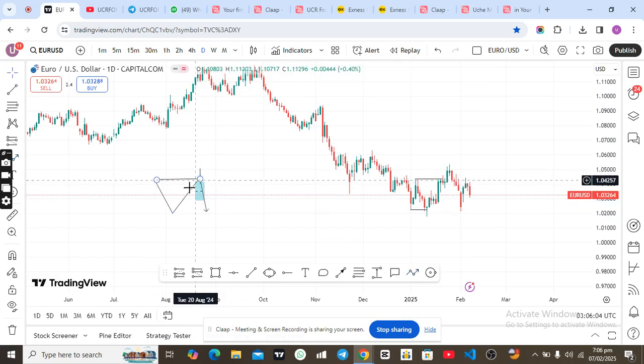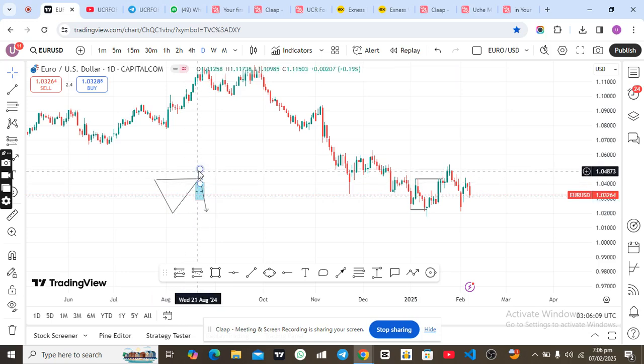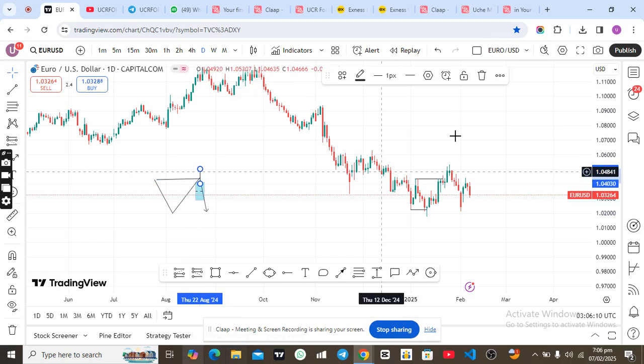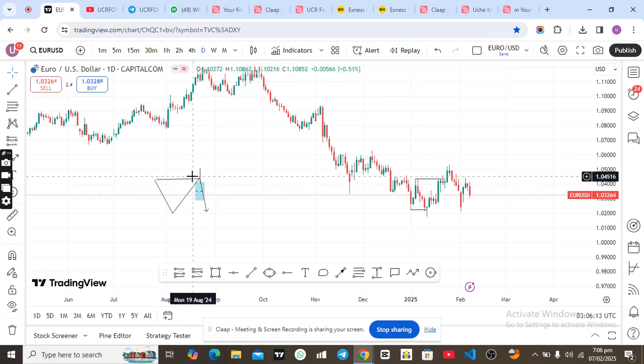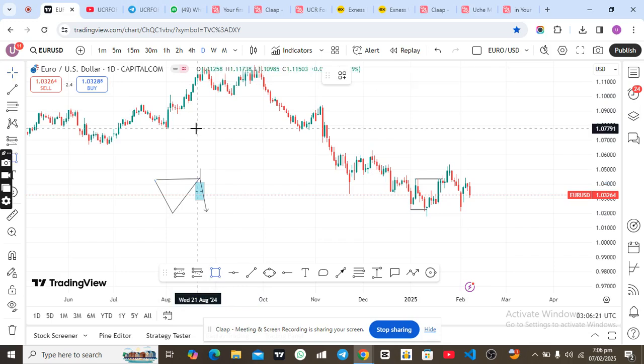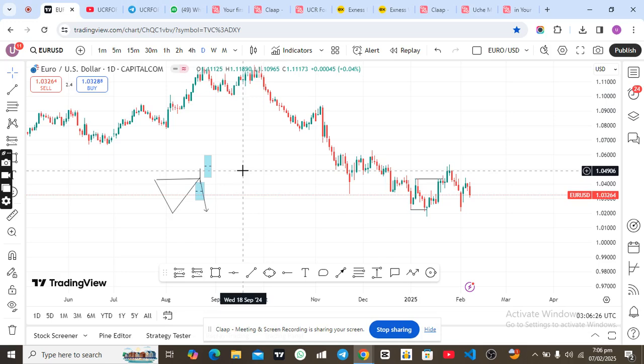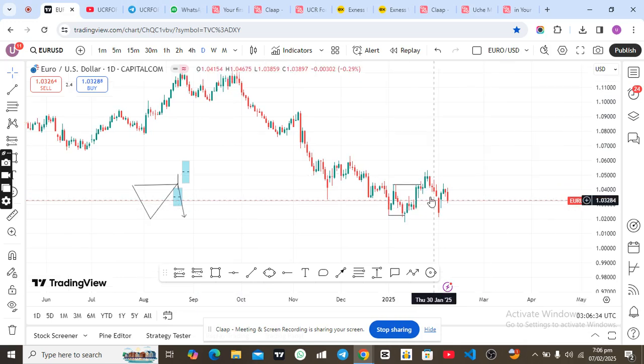Then this is not a change of character. Look at it. This is not a change of character because the market broke it with a what? With a wick. It broke that particular high with a wick. So if the market broke it with a wick, it is not a change of character. But it will only be a change of character if the next candle closes with a full-body candle like this, above that wick. That is when it will become a change of character.